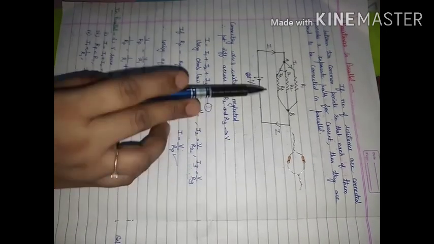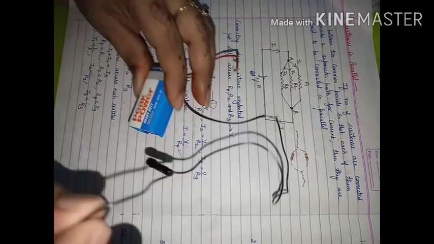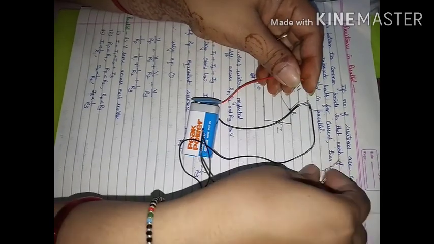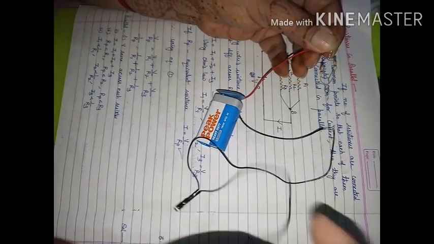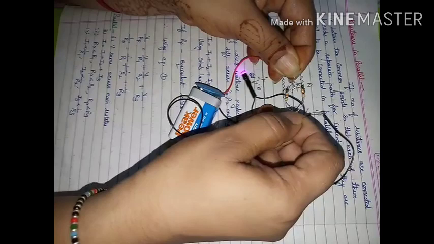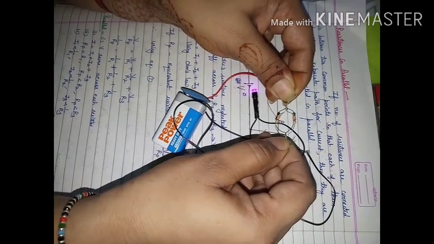So in this case, if I go for the circuit diagram for this, then this is the connection that we are going to have. One end I will connect to positive and one end I will connect to negative. See, now we have resistors in parallel combination.